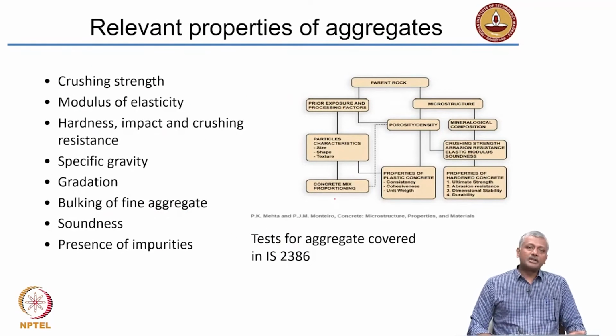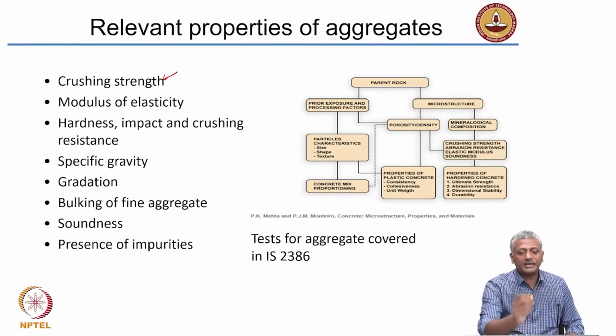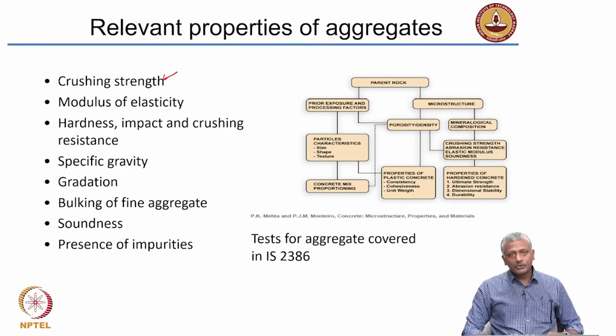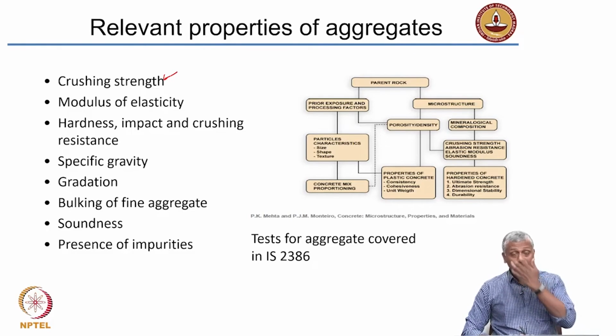So, what are the relevant properties of aggregates that need to be tested in order to qualify the aggregate as suitable to be used in concrete? One is, of course, the crushing strength of the aggregate. Now, in most concretes, the crushing strength does not become a major factor. Nevertheless, this is something we need to have an idea of. Okay. The modulus of elasticity of the aggregate is important. We will see why. The hardness, impact and crushing resistance is important.